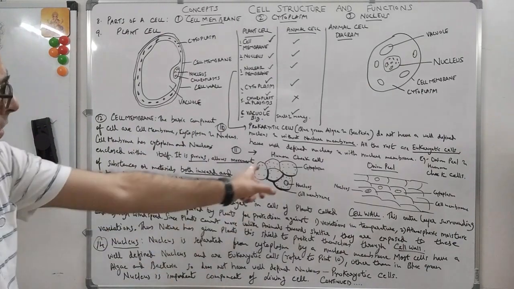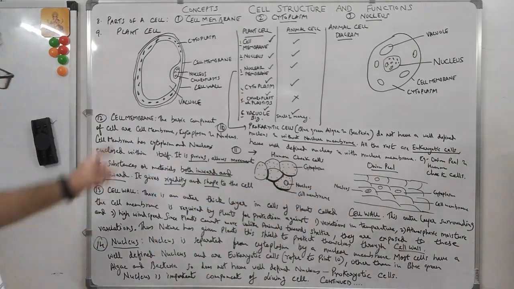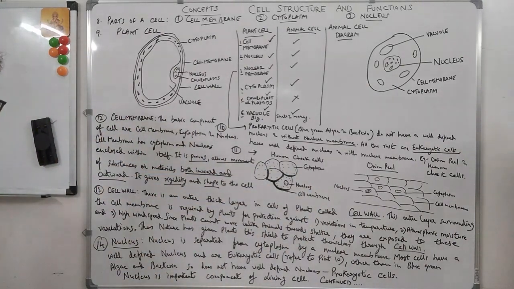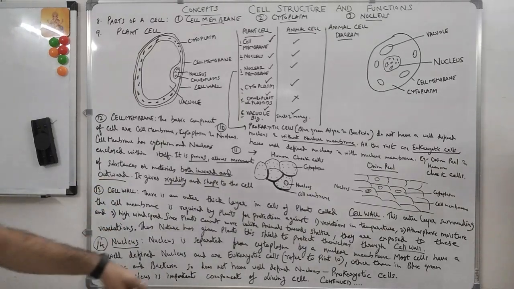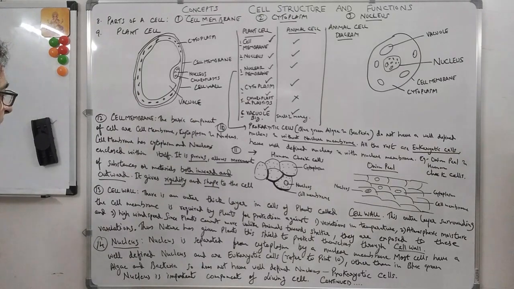So these are eukaryotic. Now let's understand the difference. I'll explain the cell membrane here, and then I'll explain the cell wall. Then we'll explain the nucleus, and next we'll discuss the cytoplasm. Now, cell membrane.